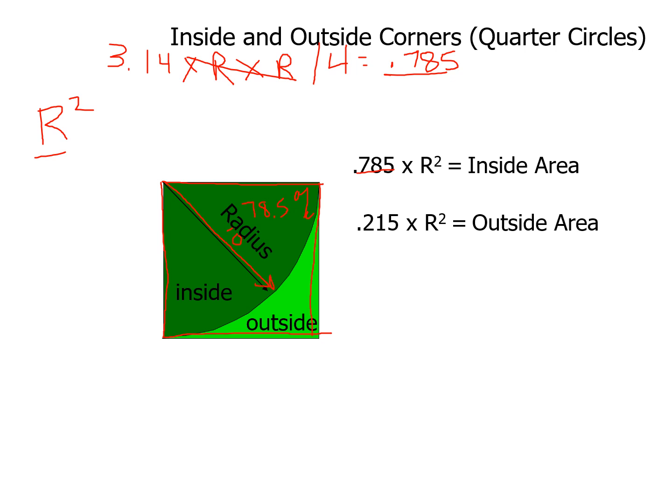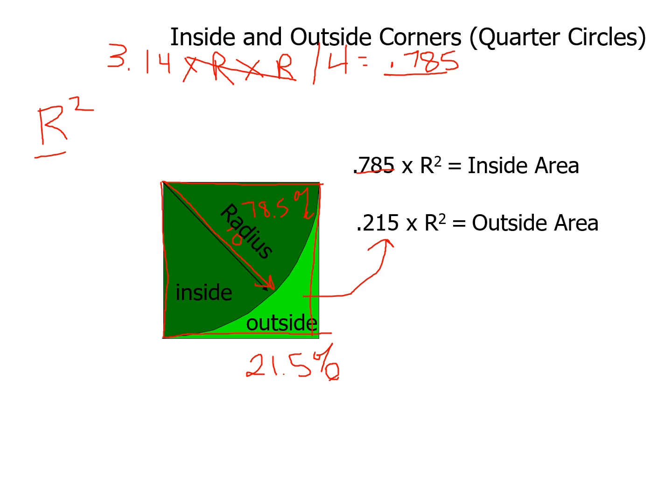Okay, well, if the inside area is 0.785 and the outside area is 0.215, then all I would have to do is go radius squared times 0.215. And that would tell me what this area is. The outside area, this little flare here, is always 21.5% the area of a square at a constant.